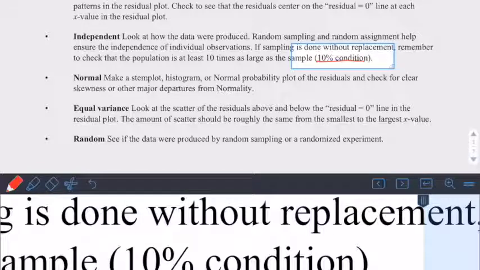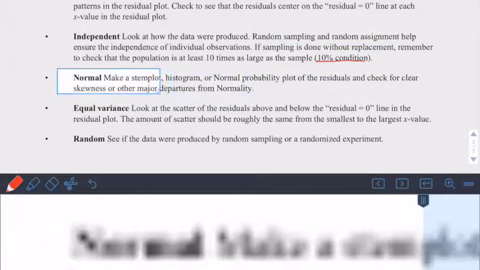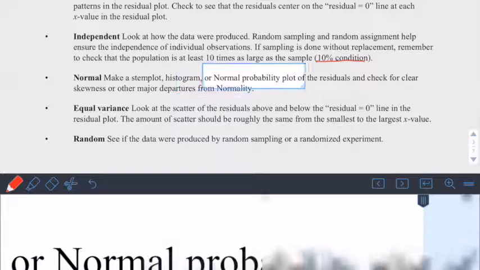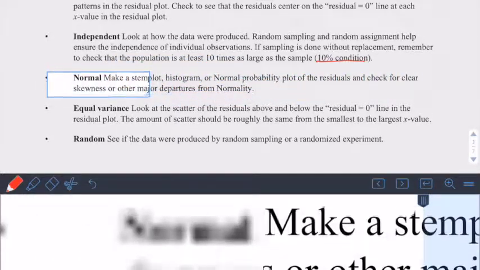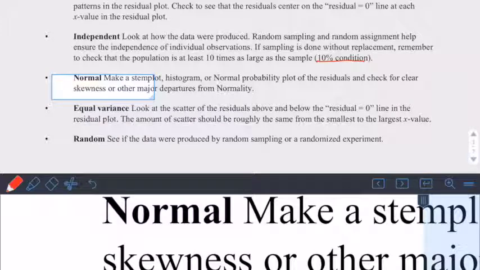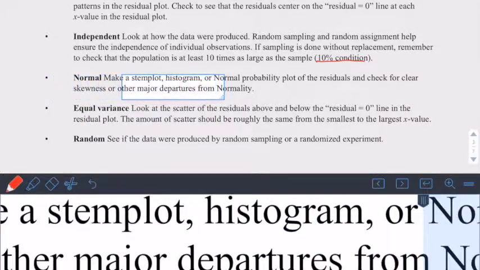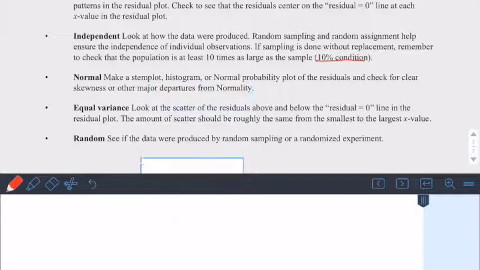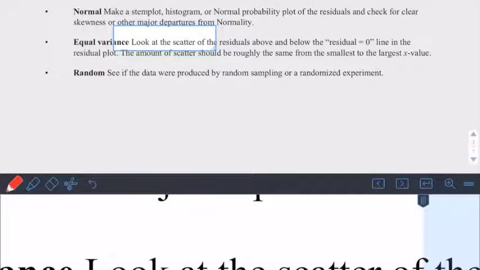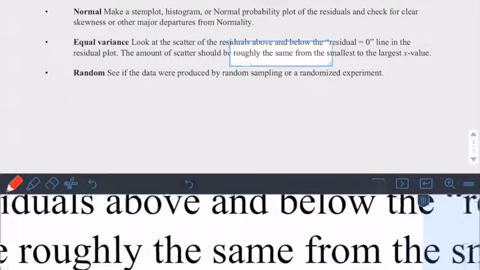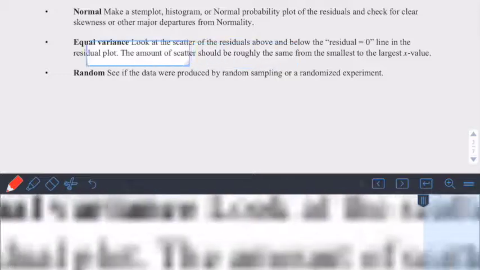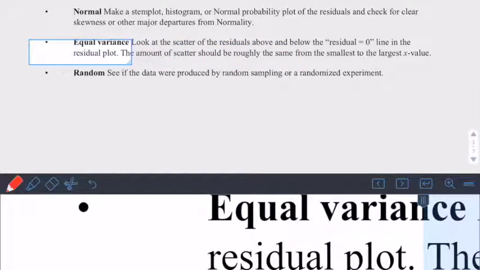which will be probably what we use most of the time. Normal: we make a stem plot, histogram, or normal probability plot of the residuals. We want normal residuals, and then we check for skewness or other major departures from normality. Equal variance: again, I'll show you what this looks like, but we're going to look at the scatter plot of the residuals, and the amount of scatter should be roughly the same from smallest to largest. So what this means is no fanning in or out.